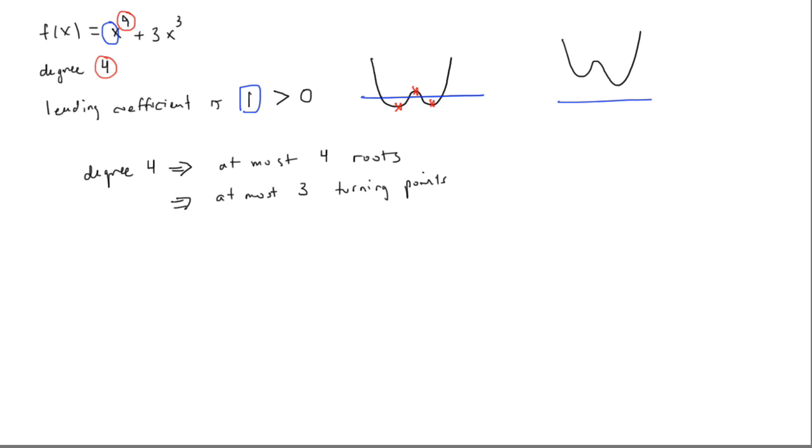Say for example, just plain old x to the 4th looks like this. It only has the 1 turning point down here at the bottom. But it definitely doesn't have, say, 6 turning points. Okay, and then the last piece of information, this leading coefficient bit.